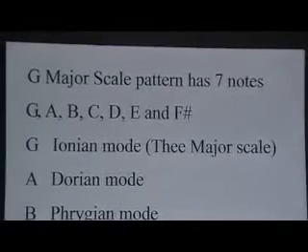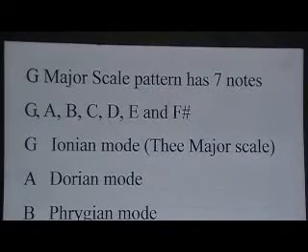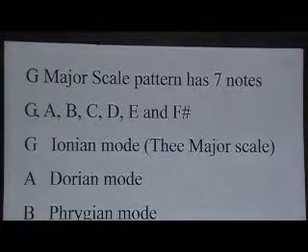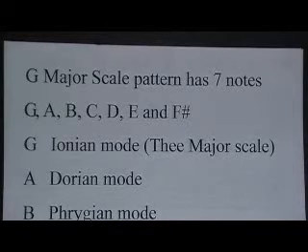Now, the G major scale pattern, and actually it could be A, it could be B, it doesn't matter what key it is, but the major scale pattern itself has 7 notes, and we'll just use G as an example, which is a good starting point, and you'll realize later why that really helps out. But the 7 notes, as you see, are G, A, B, C, D, E, and F sharp.